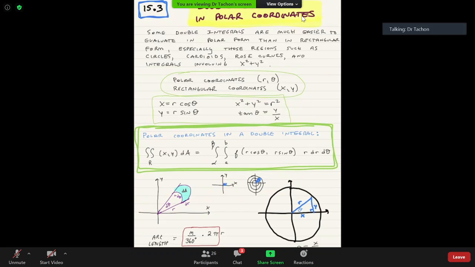They won't. You'll see when we do the application problems, we're going to figure out how to evaluate the double integral. If you have a lot of x squared plus y squareds, if you have a lot of circular bases in here, then we want to do the conversion to polar. You don't have to, but it's just easier.